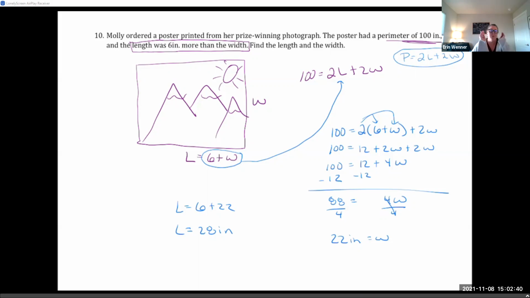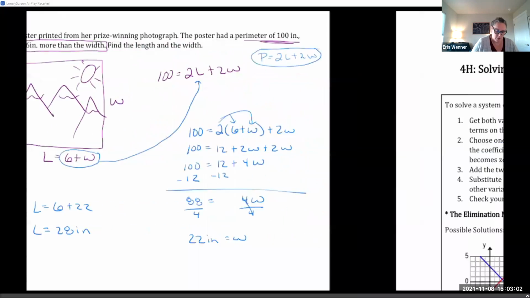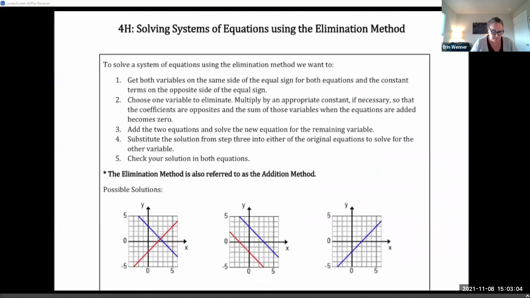So that was substitution. We're now going to take a little look at elimination. Some people like elimination better, some don't. I tend to go with substitution. Like if I am given a system and I have to solve it, I just automatically go to substitution. But elimination is nice too. So what happens with elimination?